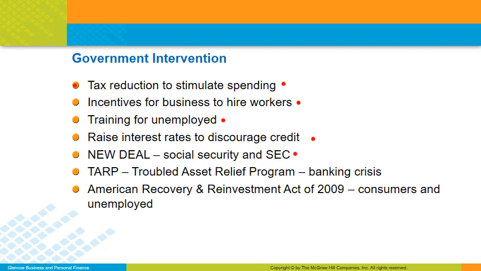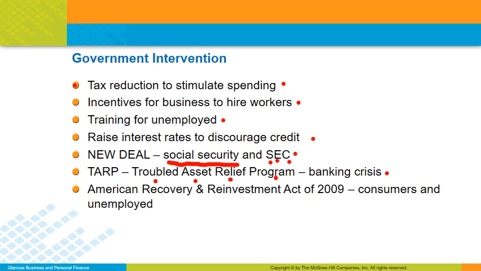You may have heard of the New Deal, which was supposed to be a cure-all for the Great Depression. And that's when Social Security came into play and the SEC was founded. TARP was the Troubled Asset Relief Program during the banking crisis of 2008. And what happened was the government bought up troubled assets.